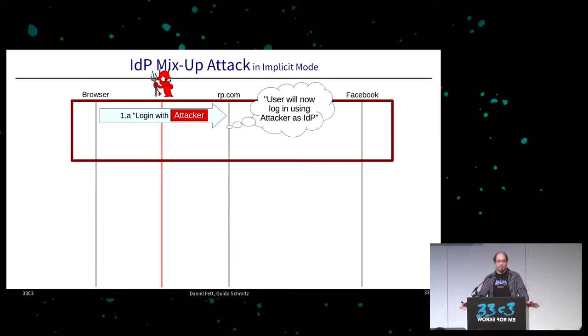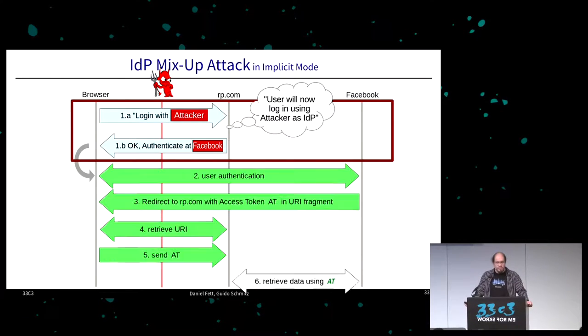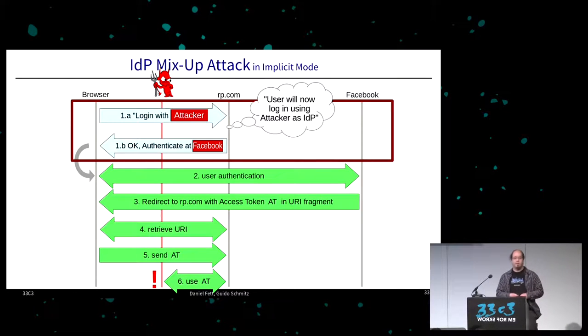And then the relying party thinks, okay, that user wants to use the attacker's identity provider. It answers with a redirect to the attacker's web page. But now, as the attacker still sits as man in the middle, he can just change it back to Facebook. So the OAuth dance continues as usual. You go to Facebook, authenticate there, you get redirected back with probably some access token, and then eventually the relying party retrieves this access token and wants to use it. So what happens? It won't use this access token at Facebook, but at the attacker instead, because it still thinks that the attacker is the identity provider that is used here.